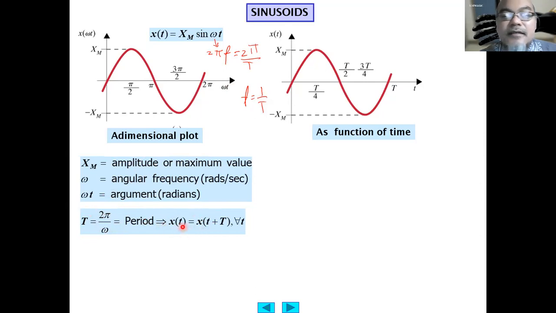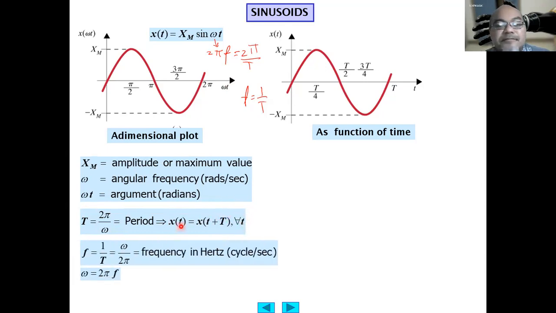Period means that if the time is added with the period, the value will come back to its original value. So x(t) equals x(t plus T) for every value of time. Frequency is the inverse of period, equal to 1 over T, which equals omega divided by 2 pi. The unit is hertz, or cycles per second. Omega's unit is radian per second.